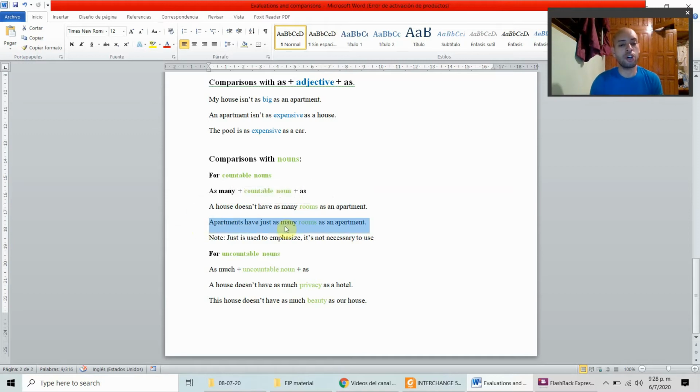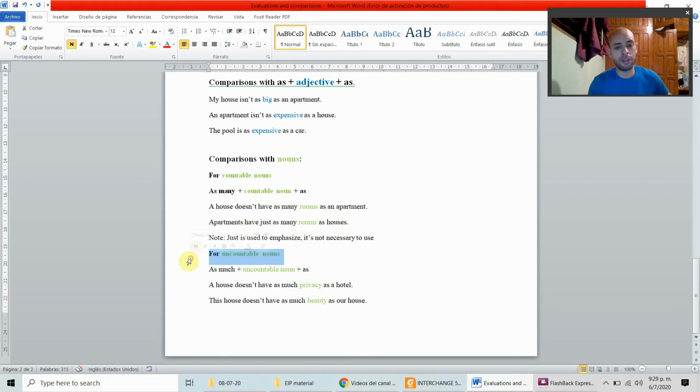An apartment has just as many rooms as an apartment. Apartments just have the same amount of rooms as an apartment. Oh my God, I made a mistake. Let's say as a house. Too much work lately, guys. Apartments have just as many rooms as a house, or let's say as houses. Apartments have just as many rooms as houses. You're saying that apartments have the same amount of rooms as houses. And this word just is used to emphasize. It's not mandatory. If you want to make a point, if you want to insist on that point, you use just. An apartment has just as many rooms as a house.